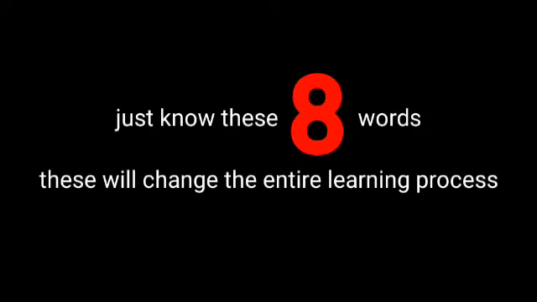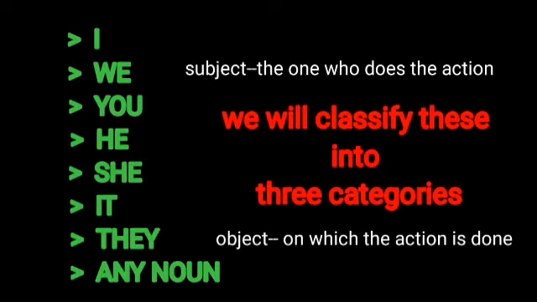So just know these basic 8 words which will make the entire learning process so simple. They are I, we, you, he, she, it, they, and any noun. So these all come under the subject. Then let's see what the subject is. The subject is the one who does the action. And on the other side, the object is the thing on which the action is done.